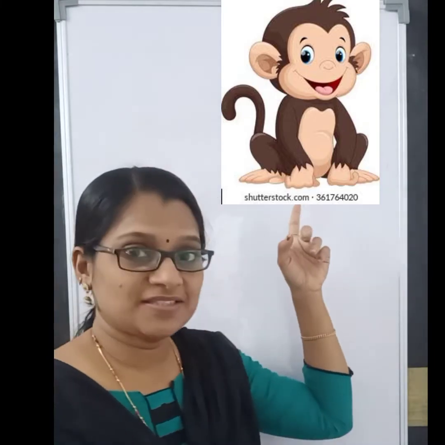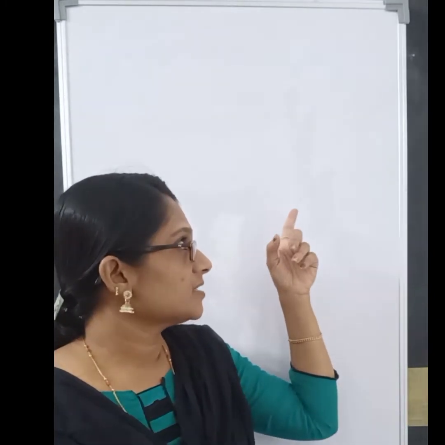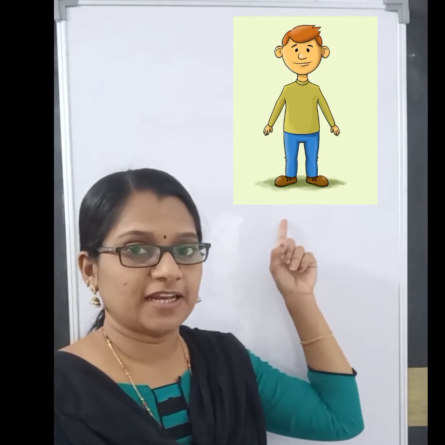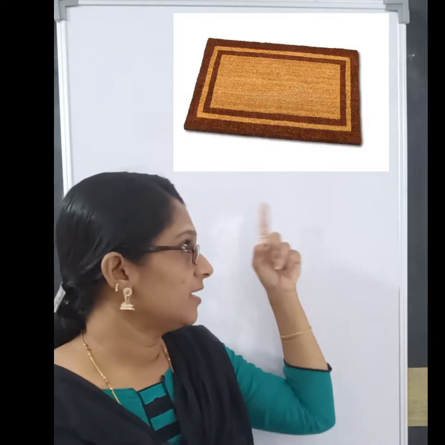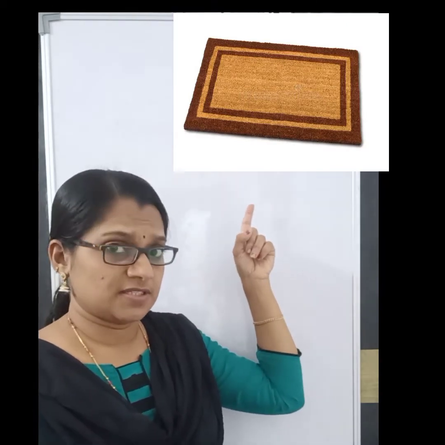Did you understand? Then next. If you look at the board, what is this? Monkey. What is this? Monkey. Then next. What is this? Man. Yeah, that is man. The next one. Mat. What is this? Mat. Children, these are the words starting with the letter M.